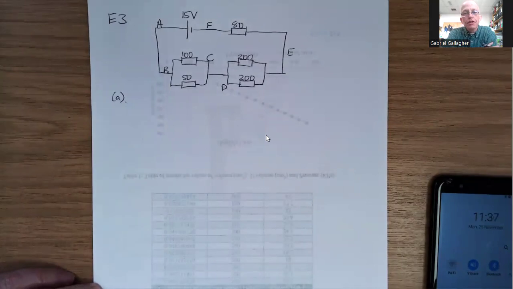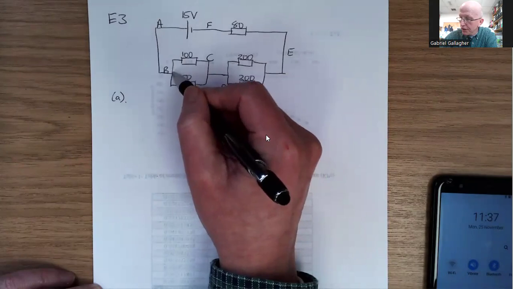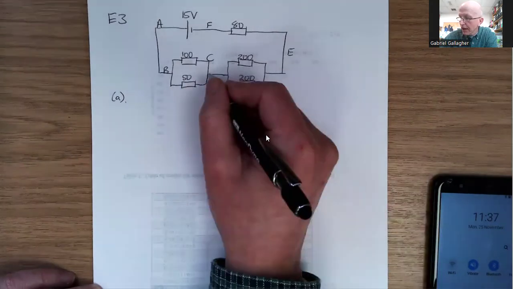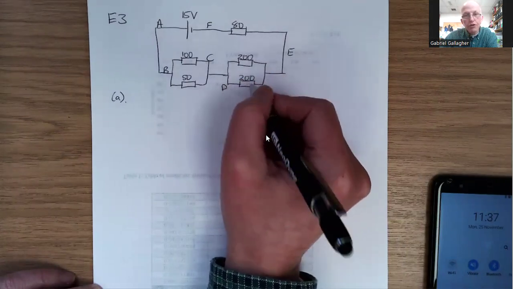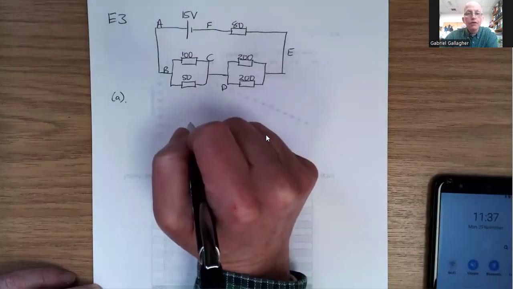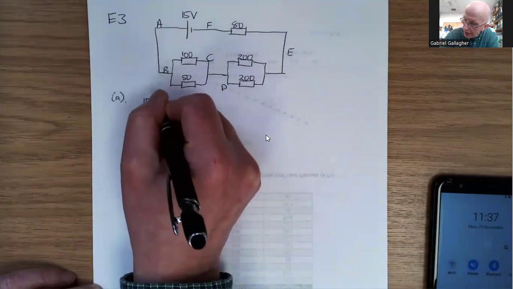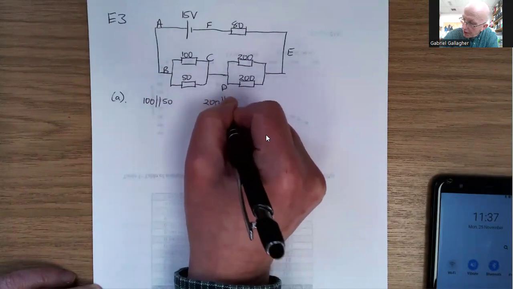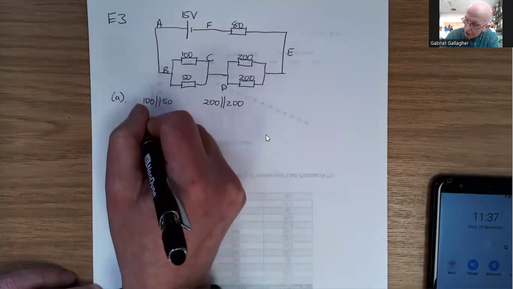If you look at the circuit, we have a pair of resistors in parallel. Current comes in, splits, goes along either arm, and then recombines. The full current then splits along the two arms there, and then recombines. So we see that the 100 is in parallel with the 50, and the 200 is in parallel with the other 200 ohm resistor. We work out each of those in turn.